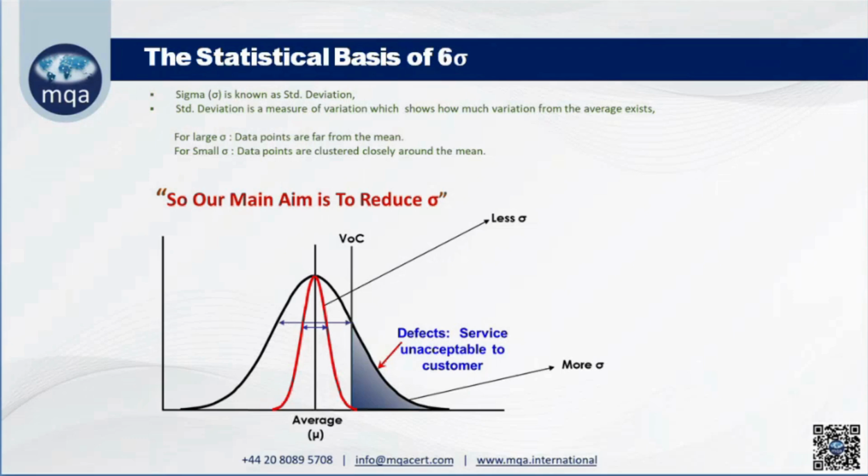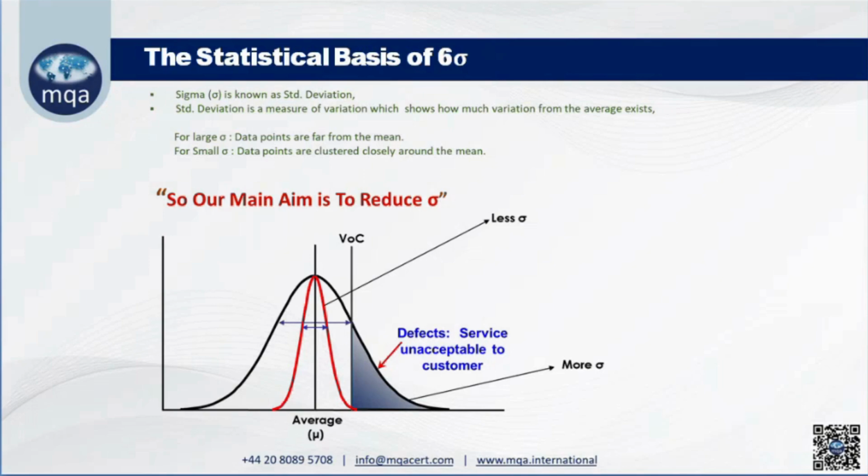So our main aim is to reduce the variation. That is the whole purpose of Six Sigma, reduce the variation to make sure it is as close to the center or mean of the runway as possible. Now, this is true for every process. Every process, the more variation, that means more possibility of defects.